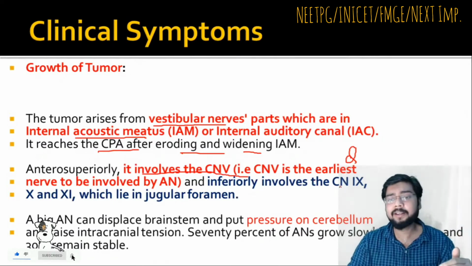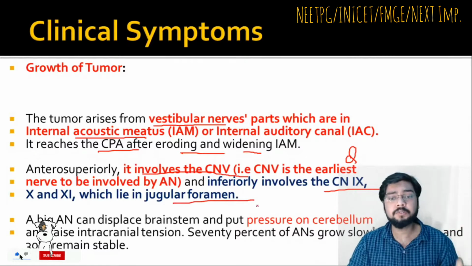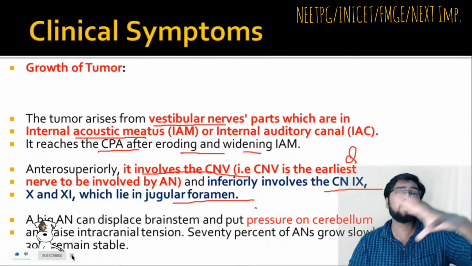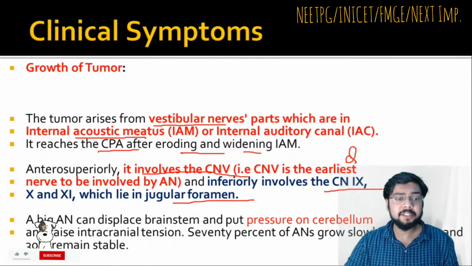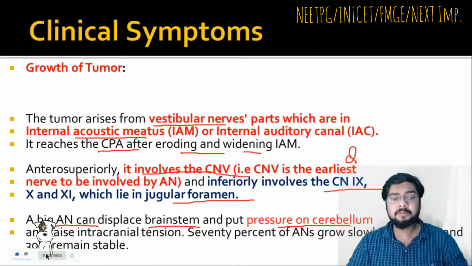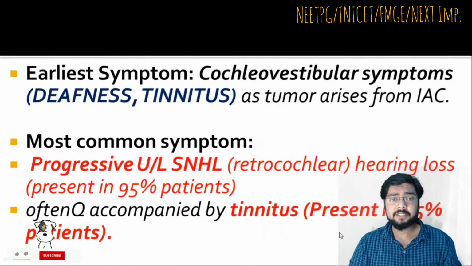If it is growing downward, then it will involve cranial nerves 9, 10 and 11, which lie in the jugular foramen. So the growth of this tumor is important because then you will know how advanced the tumor is, right? And if it is very big, it can displace the brainstem and put pressure on the cerebellum, causing raised intracranial tension and more severe disease.